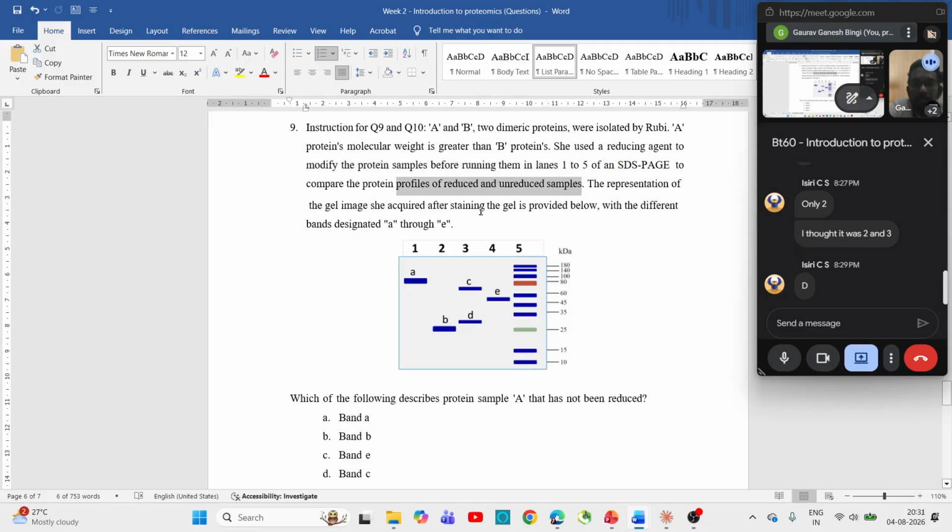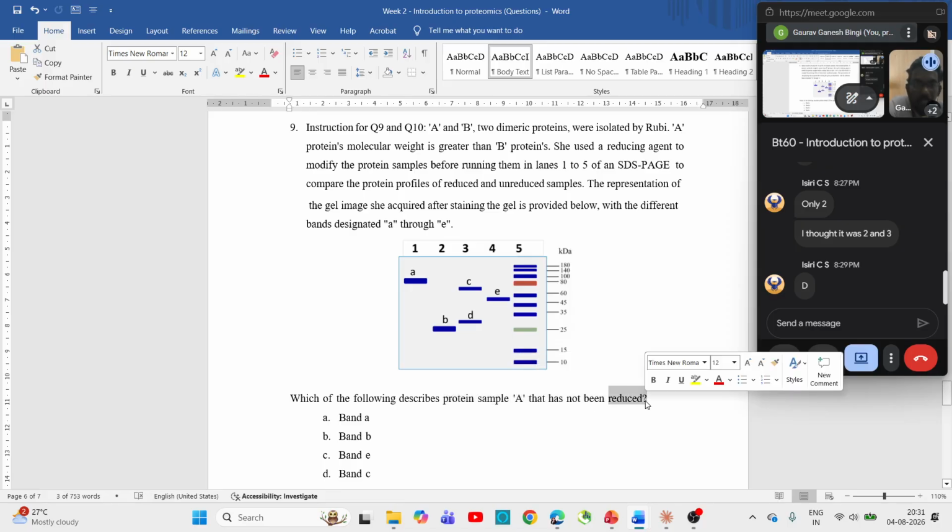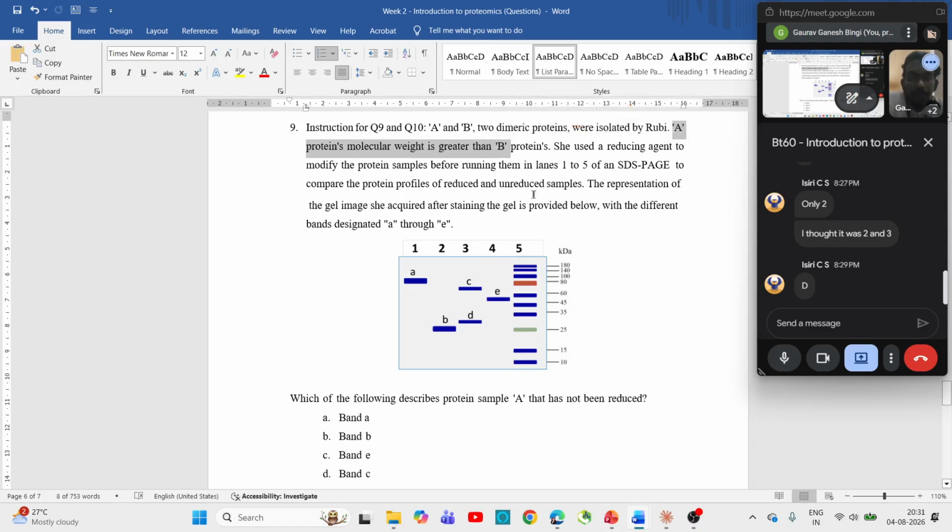The representation of the gel image she acquired after gel staining is provided below, with different bands designated A to E. Which of the following describes protein sample A that has not been reduced? So disulfide bonds are not broken now. Which band do you think is representing protein A, which has higher molecular weight than B and has not been reduced? That's what they say. So which band is representing that specific protein sample A?